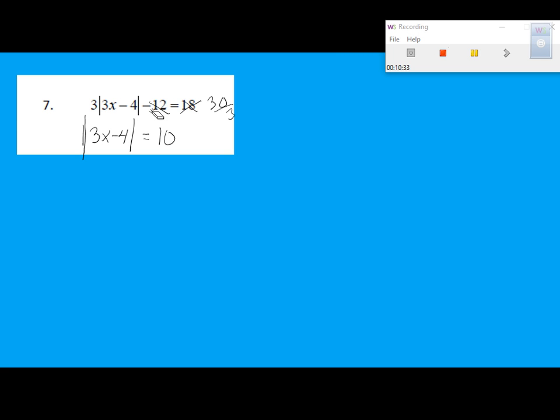So what did I do again? I added 12 to both sides, made that a 30. Then I divided by 3 to get the 10. Once you've done that step, now we're home free. 3x minus 4 is 10. 3x minus 4 is negative 10.